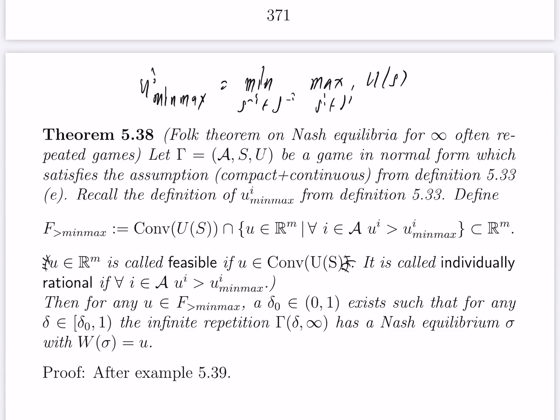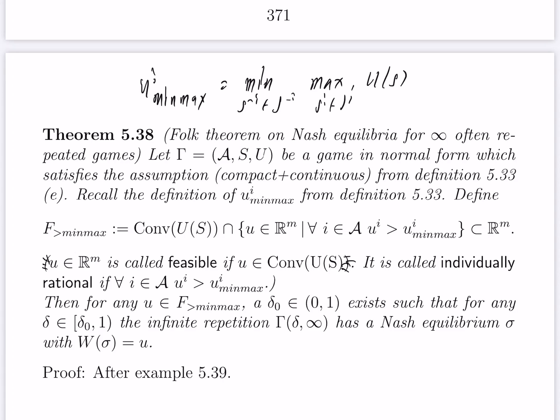So now this is all hypothesis of the theorem. Now I come to the conclusion. A value U in R^M, a vector value, is called feasible if it's in the convex hull of the utility values of the strategy combinations, and it's called individually rational if for any player Ui is bigger than the min-max value. So that means U is in F bigger min-max if and only if it's feasible and individually rational.